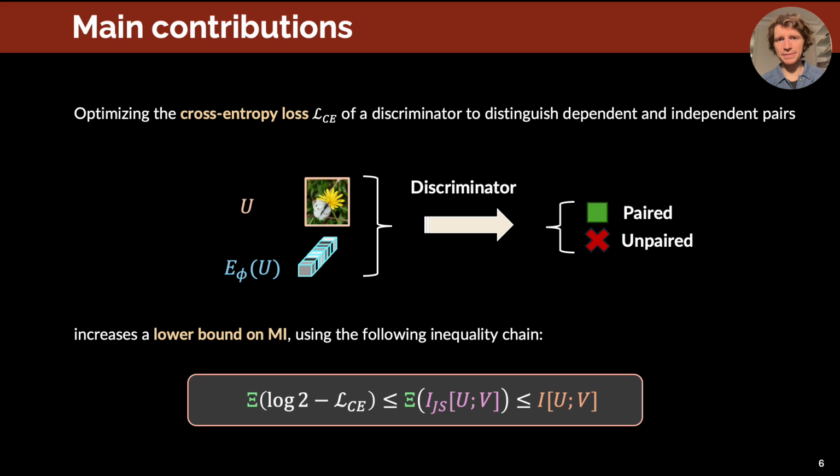Then we demonstrate that maximizing the Jensen-Shannon information can be achieved by minimizing the cross-entropy of a discriminator that is trained to distinguish pairs of samples drawn either from the joint distribution or from the product of the marginals. Ultimately, we obtain an inequality chain that demonstrates that using such a discriminative approach maximizes a lower bound on mutual information.